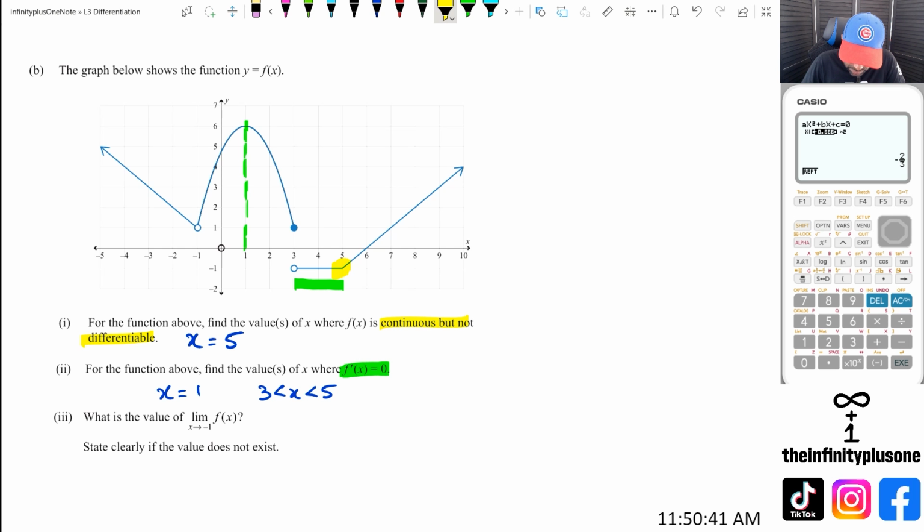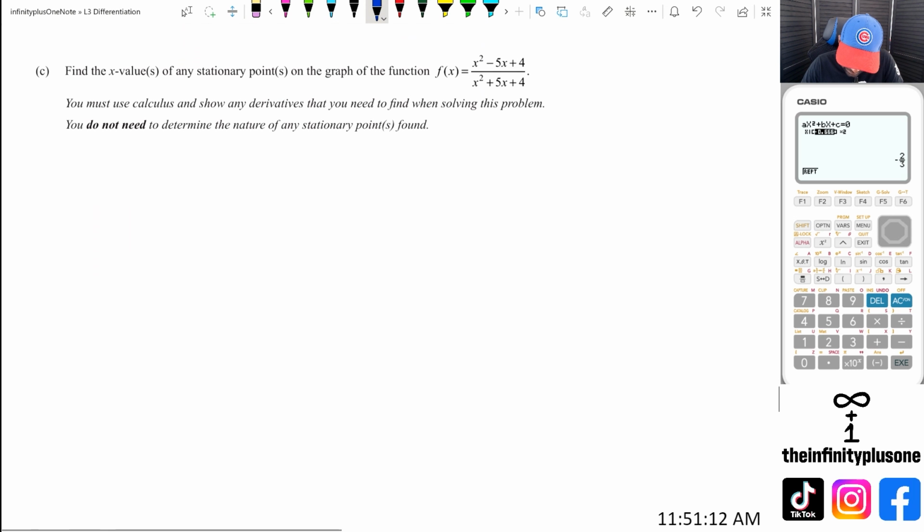And then finally, what is the value of x tends to negative 1 for f of x? So we're looking at what's happening as it comes towards there. And from both sides, it's heading towards positive 1. So we can just say that and we're good to go. Now this one, you need 2 out of 3 correct, 2 of 3 for an achieved grade. Okay, moving on to question C.